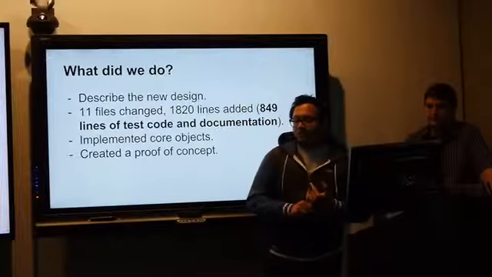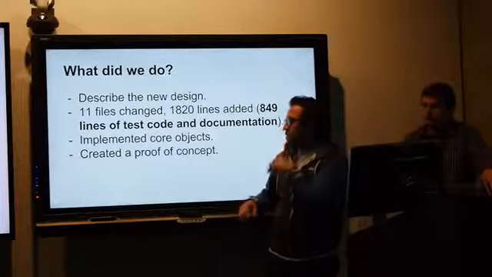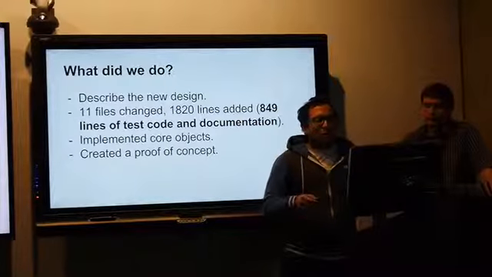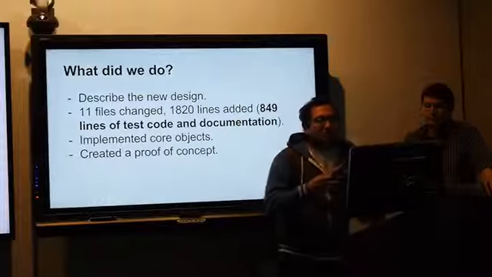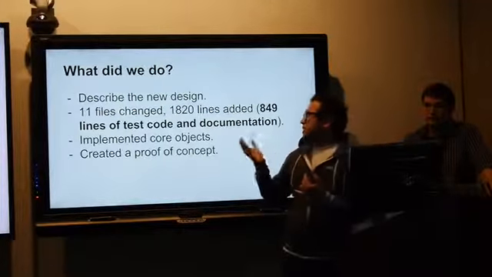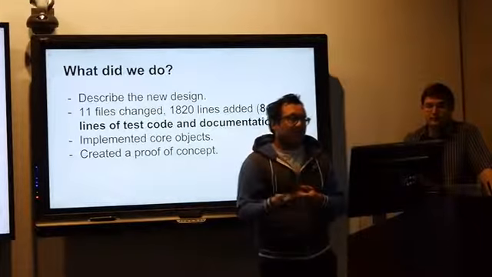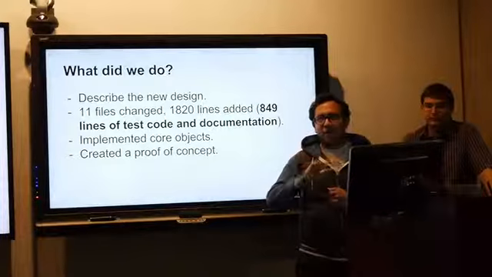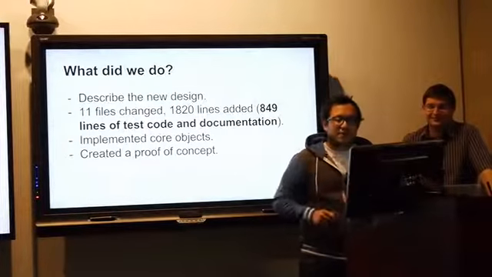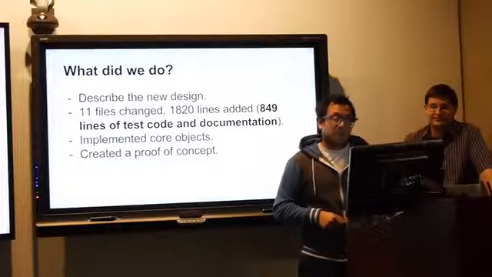So what we actually did is we thought out a new design. We came up with all the core objects. We came up with a really good architecture using the model view controller paradigm. And after these last few days, we added 11 files, about 2,000 lines of new code that's all very well tested, though not all of it is tested. So there's still more tests to be added. So we're now at 849 lines of test code.